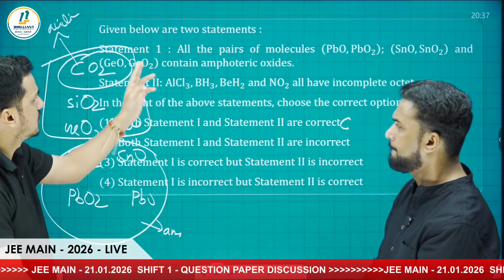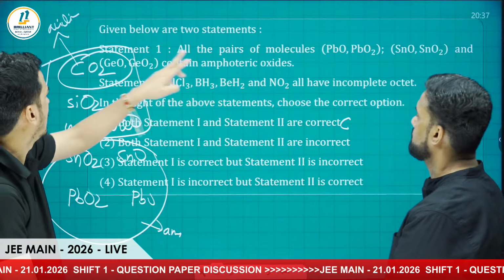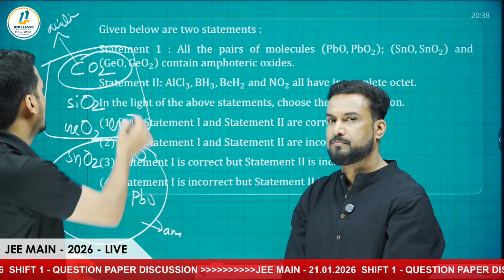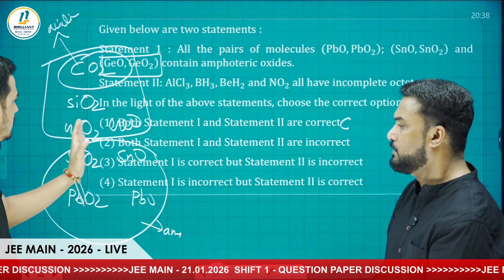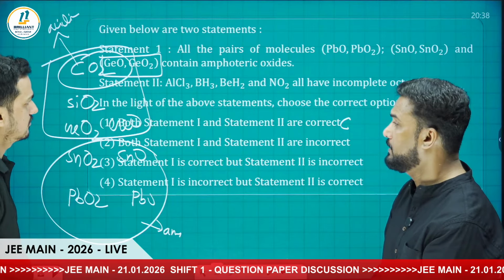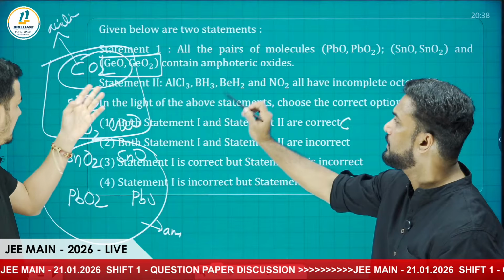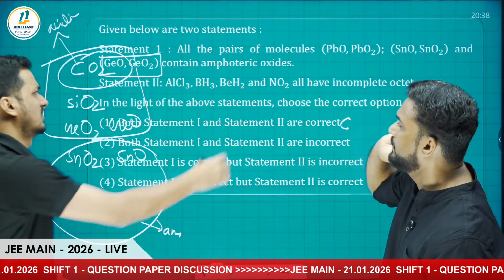So the statement that all the pairs of molecules contain amphoteric oxides is wrong, because germanium monoxide and germanium dioxide are acidic, as we already told you. SnO and PbO2, PbO are amphoteric, and these are acidic. So that statement one is wrong.